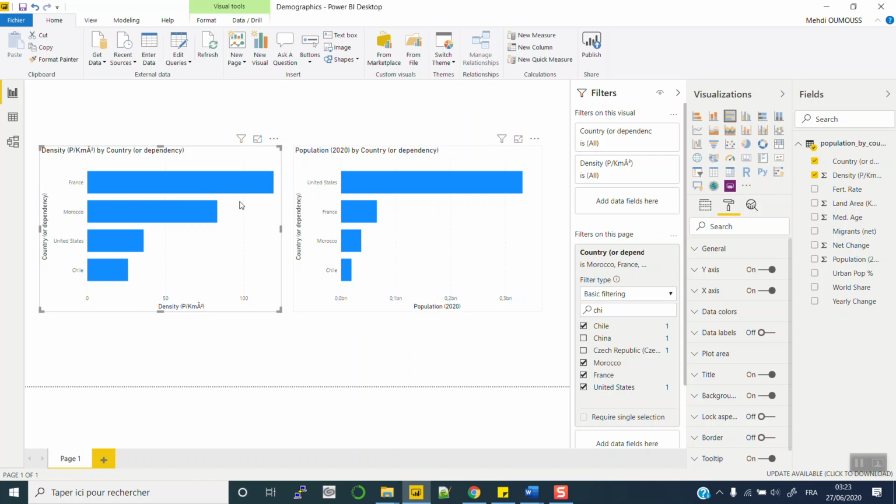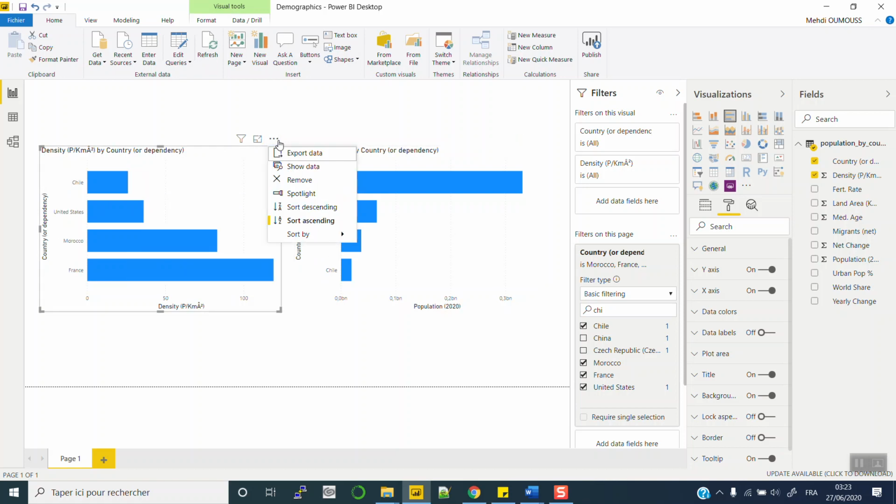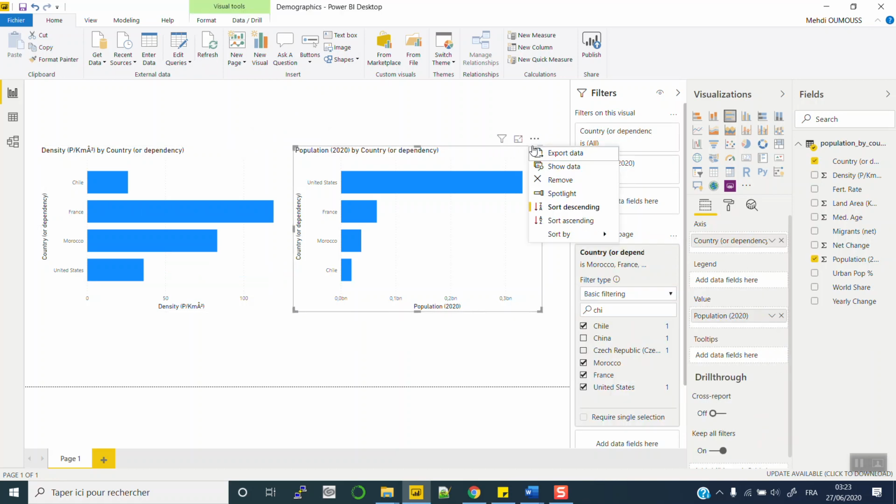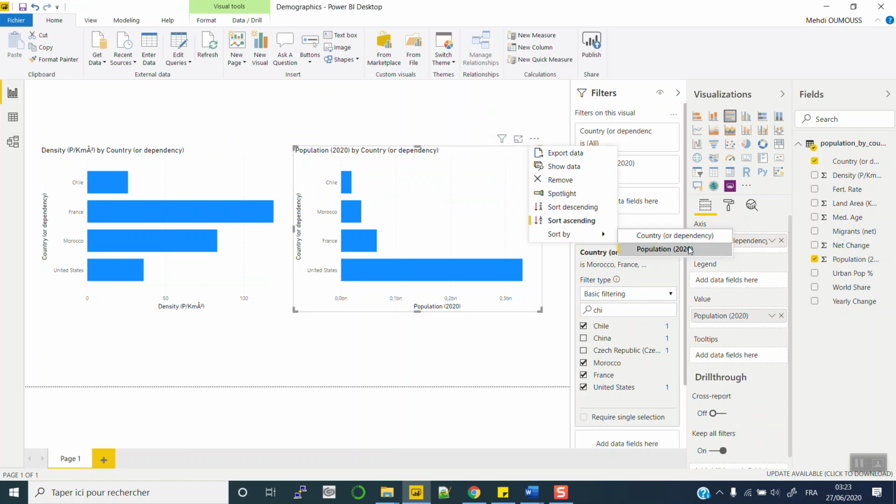sort the y-axis by countries, and in order to do that we're going to go here, ascending, and then sort by country, and I'm going to do the same here, ascending again, and also sort by country. So at least this way I know that the y-axis is the same in both bar charts.